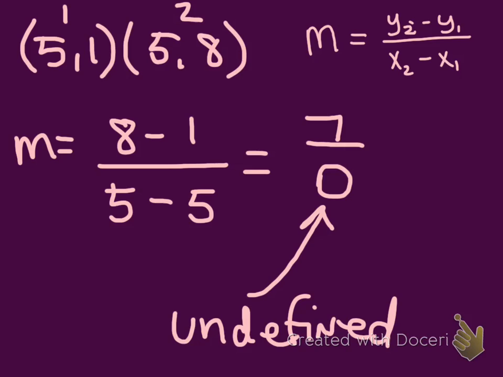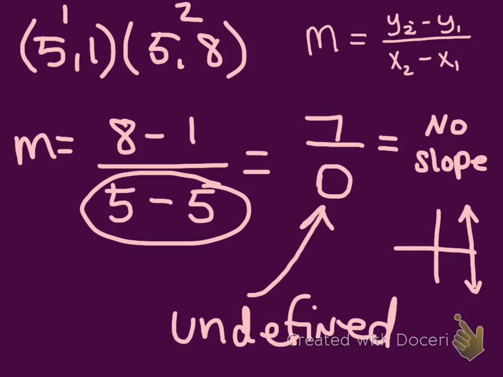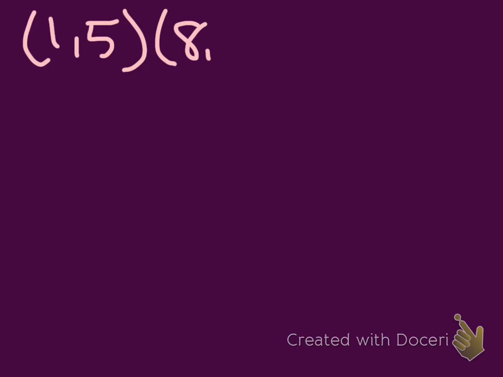This would be one of those lines that goes straight up and down, where there is no slope. So you could call this undefined slope, or you can also call this no slope. It is different than a 0 slope. So if you're working it out and you see you have the same thing, you could just not work it out, as long as both of those are the x's. If we had done this the other way around, with (1, 5) and (8, 5), it wouldn't have been a problem.